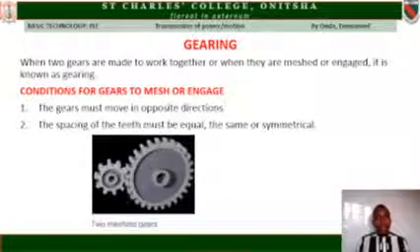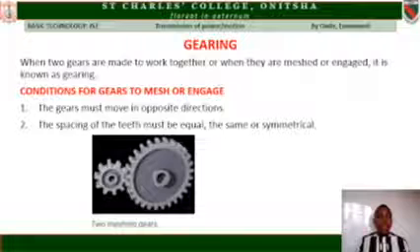Gearing. When 2 gears are made to work together, or when they are meshed or engaged, it is known as gearing. We have the drive and the driven gears. When the drive and the driven gears are made to function, to work together, it is termed gearing.